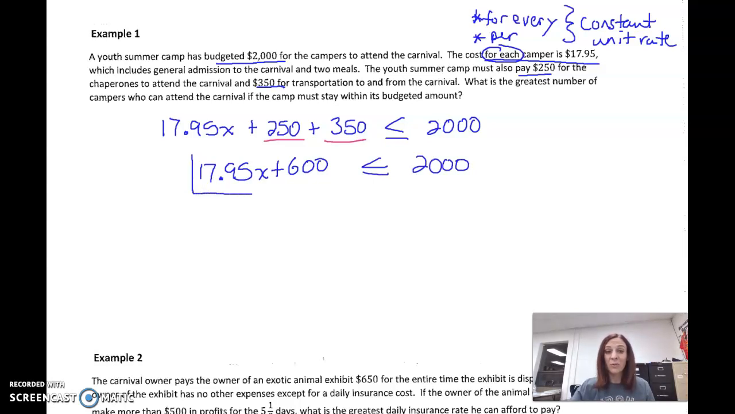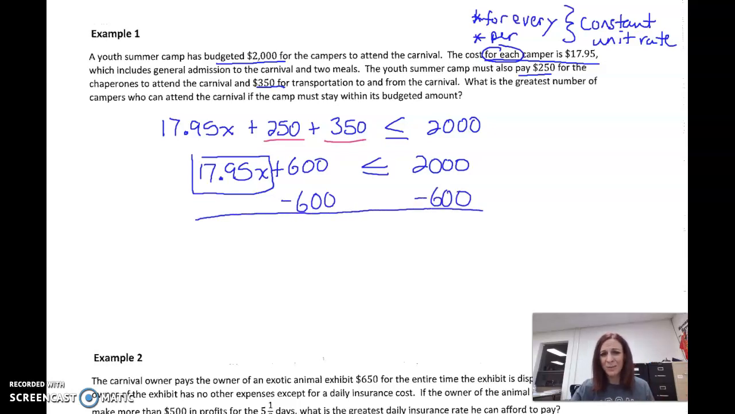Now, what are we solving for? We're solving for the x term. So I have to get rid of this plus 600. How do I undo adding 600? Subtracting 600. Whatever I do to one side, I do to the other. Sound familiar? Remember, just like solving an equation. I bring down my 17.95 times x.